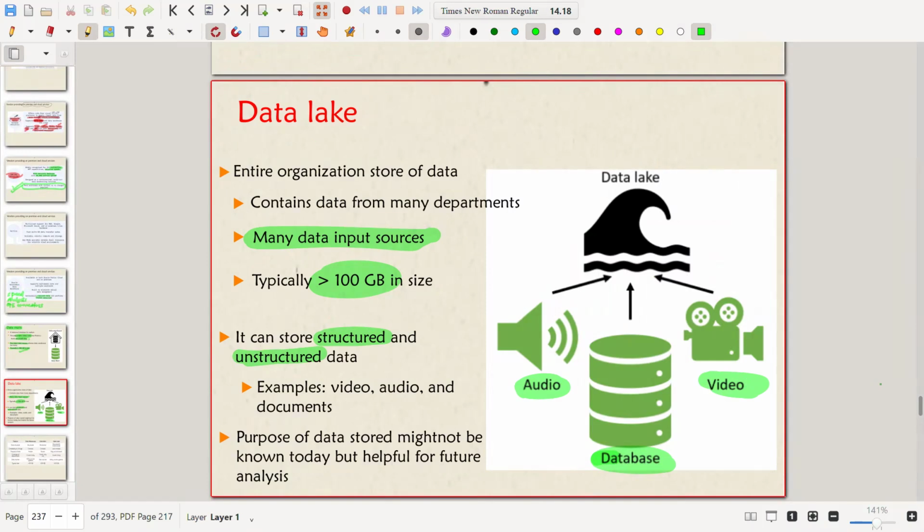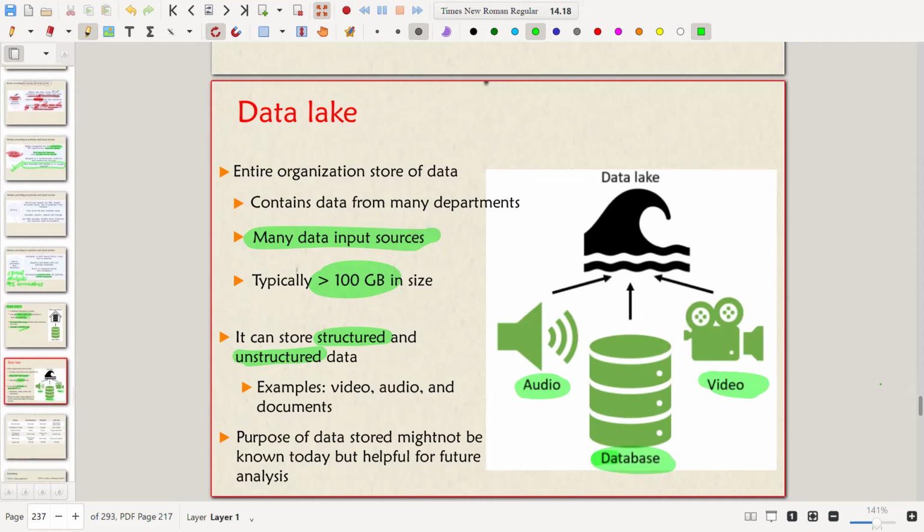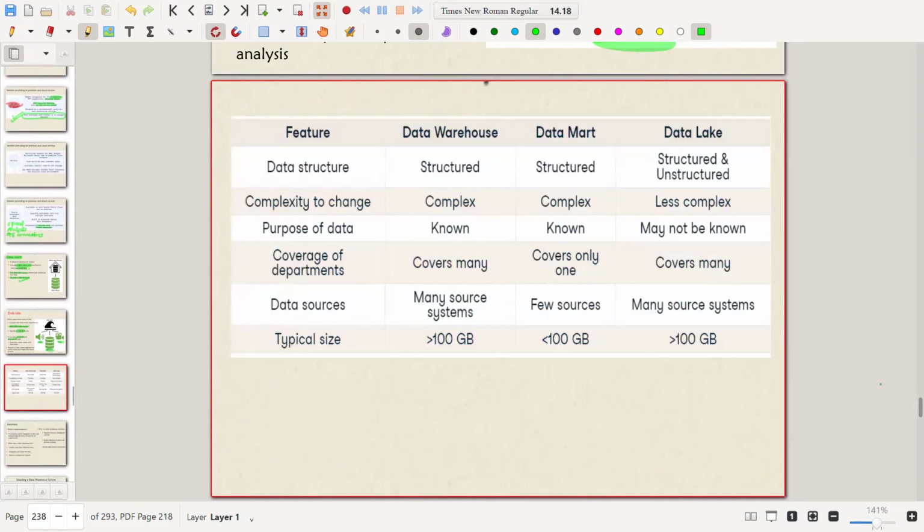Why you store every different format of data might not be clear now, but it can be seen as useful in further future analysis, right? This is the box where you can see the differences between a data warehouse, data mart, and a data lake. Data warehouse stores structured, data mart also structured, whereas data lake is a more general aspect. That is, it stores both structured and unstructured data sets.